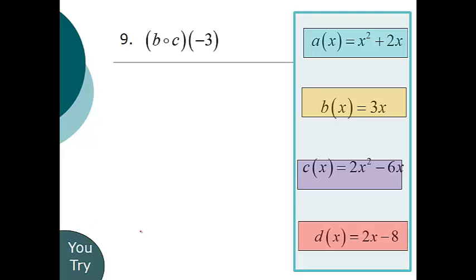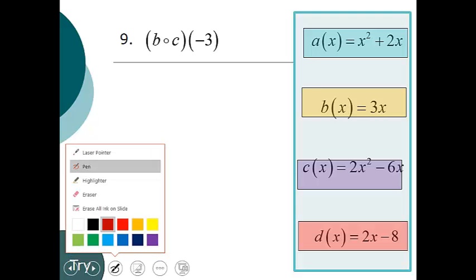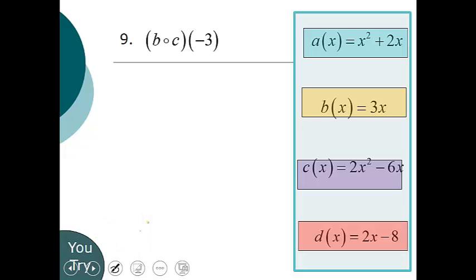Okay, so going through a little bit quicker, if you'd like to pause the video and try this on your own, you're more than welcome to, but I'm going to go through this. We have B of, and I have C of negative 3.